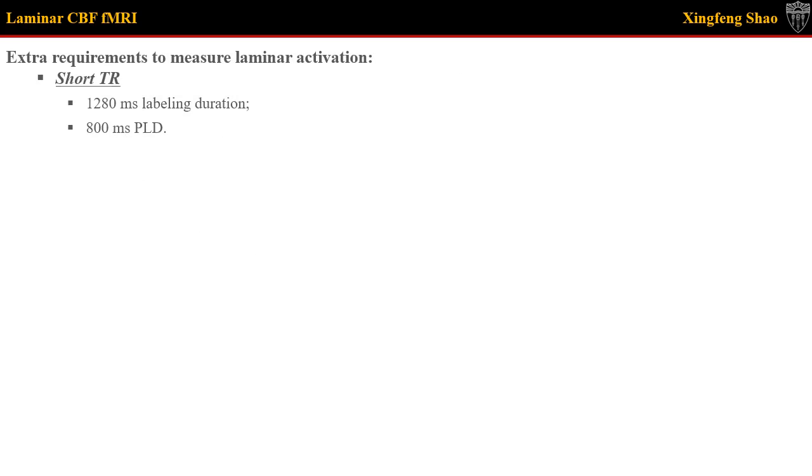To measure activation, we also need to acquire enough measurements, which requires a short TR and lower SAR. And 60 to 70% of the SAR actually comes from the pseudo-continuous labeling pulses.